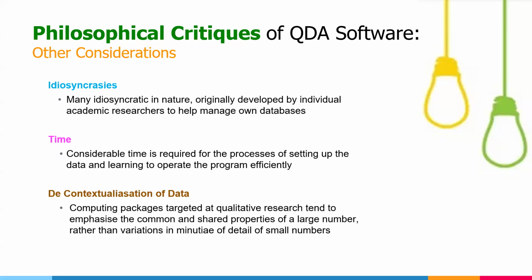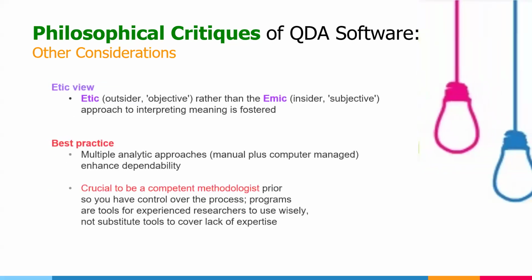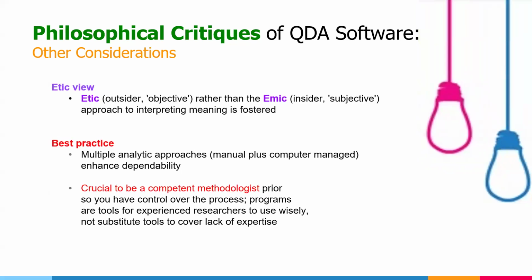Then we also have concerns about the etic and emic views, about whose positionality is being looked at when we're doing this research. Are we looking at an objective or subjective perspective? This is one of the things QDA can start shifting, particularly when we start just counting on needing inter-rater reliability. Also, what is the best practice? Sometimes it is manual and computer management, depending on your data and what's happening.